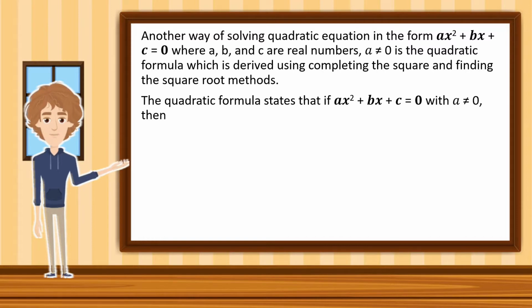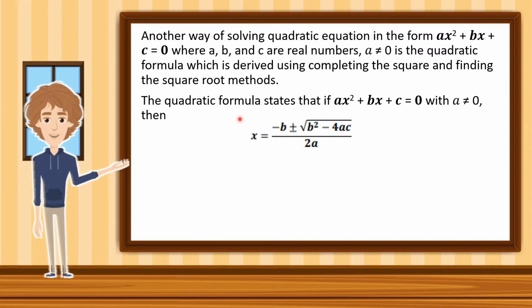The quadratic formula states that if ax squared plus bx plus c is equal to 0 with a not equal to 0, then x is equal to negative b plus or minus the square root of b squared minus 4ac all over 2a. You must memorize this formula. So this is the quadratic formula.